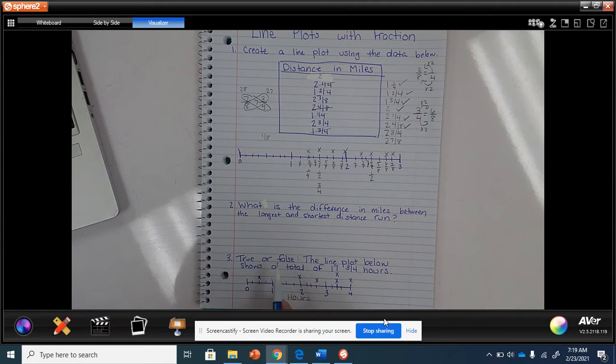The next question is using the line plot above. So this next question says, what is the difference in miles between the longest and shortest distance run? So I'm going to look for the longest distance run. So the longest distance run was 2 7/8.